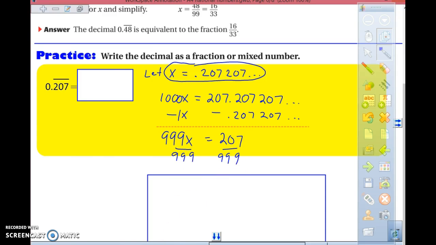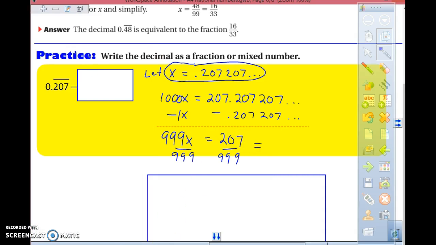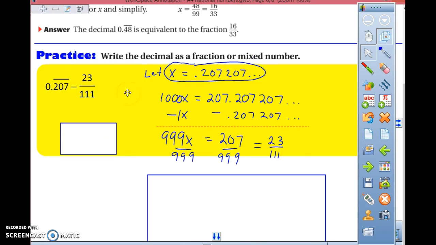And on the calculator, we're getting the 207 repeating. And our goal is to write that as a fraction, so then I want to convert the 207 over 999 into its lowest term. So our answer would be the 23 over 111. So, if you have a repeating decimal, it can always be written as a fraction.